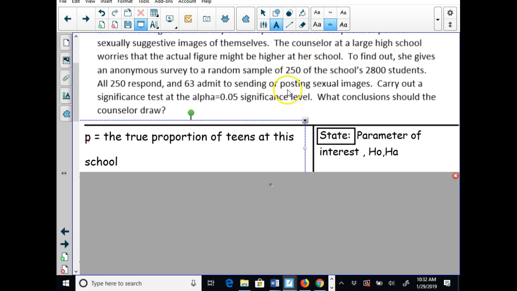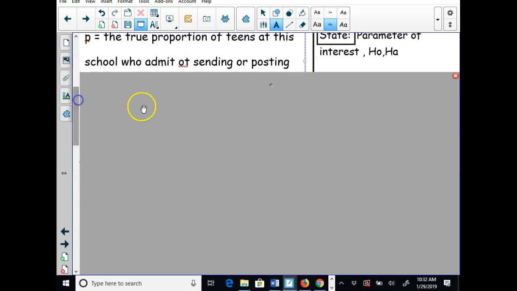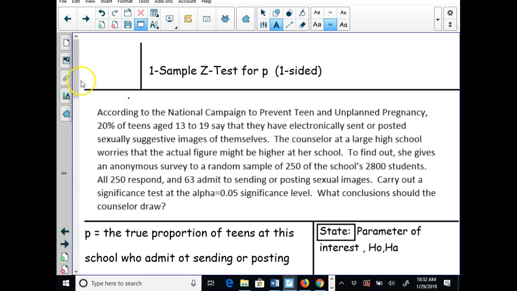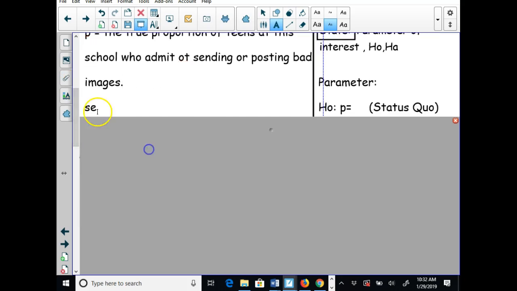So P equals the true proportion of teens at this school, not Armstrong, at this school that we're talking about in the problem. I want to be clear about that. The true proportion of teens at this school who admit to sending or posting sexual images. Can I just put images? I'm just going to put images. Oh dear, forgive me. I'm going to put posting bad images. There we go. We've practiced this step before, writing the parameter of interest.